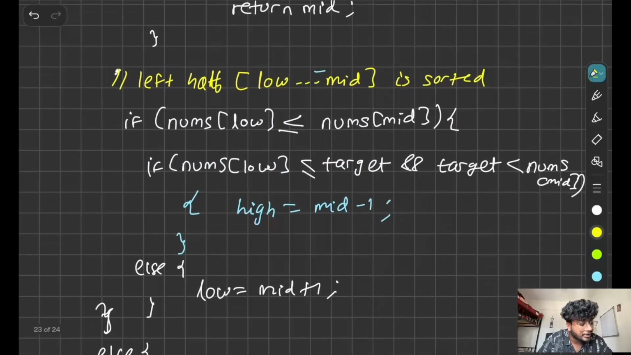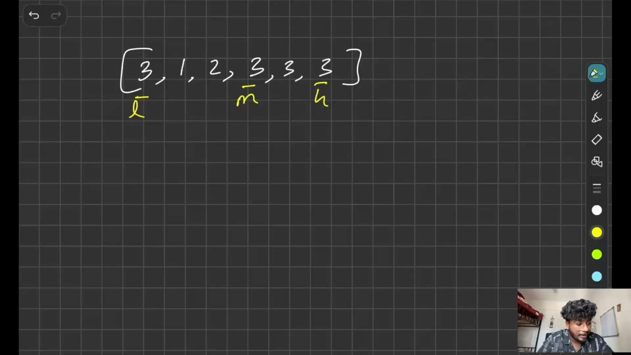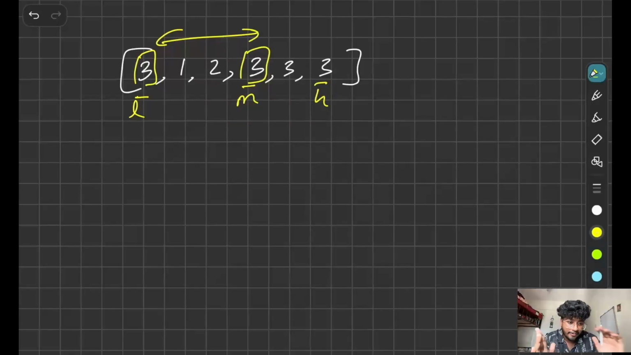So I won't know which half is sorted. I cannot guarantee that this half is sorted. As you can see, because of duplicates, my algo thinks that this is the sorted half, but in reality it is not. So if nums of low, nums of mid, and nums of high are equal, then I cannot tell whether this half is sorted or not. I just have to trim down my search space.